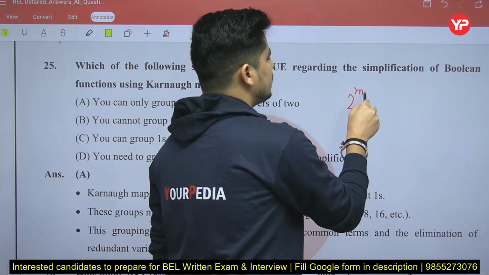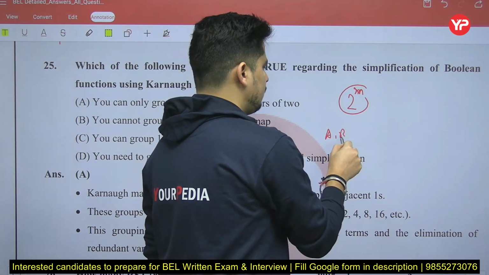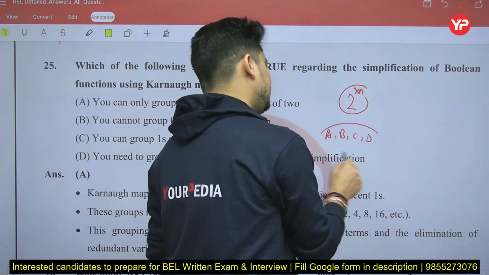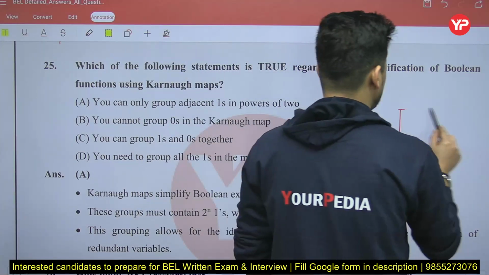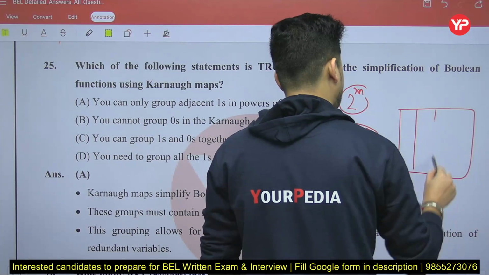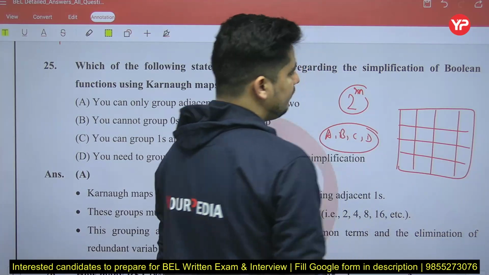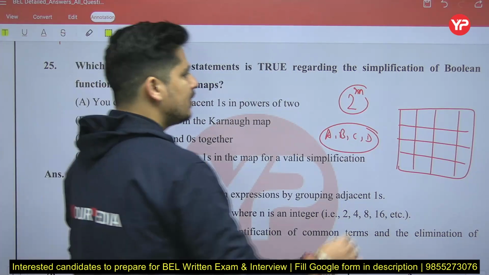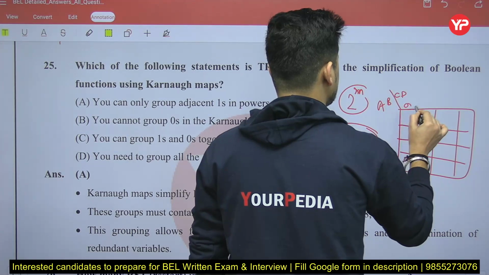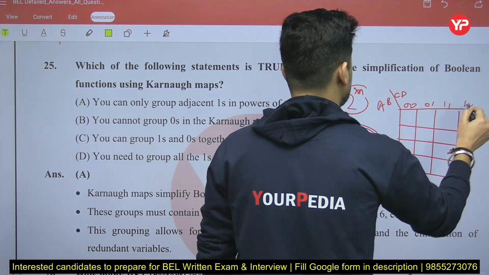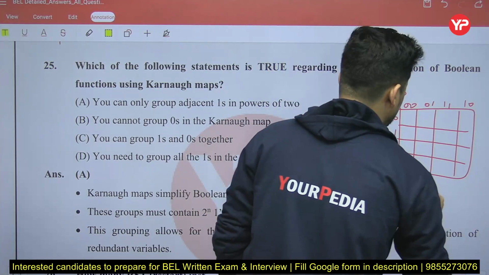Let us take a 4 variable function A, B, C and D. We generally make a 4 variable K-map like this, and we can put A, B, C, D, 0, 0, 0, 1, 1, 1, 1, 0, 0, 0, 0, 1, 1, 1, 1, 0. This is your 4 variable K-map.